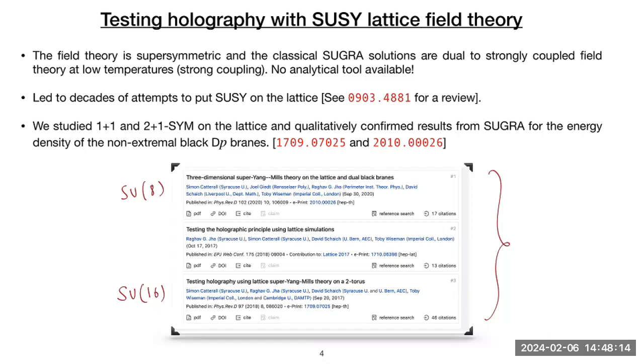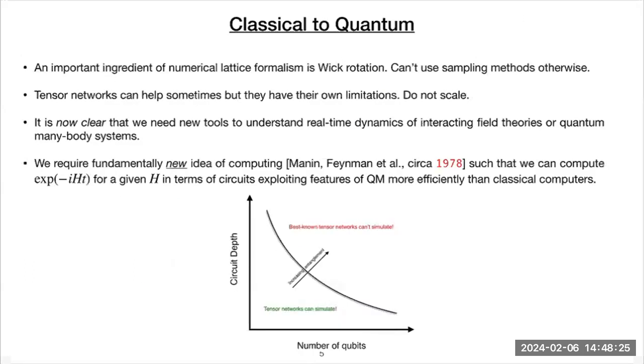So the basic idea is that everything is still okay if I just want to focus on Euclidean space and look at thermodynamics. But doing real time needs some fundamental change in the way in which we compute. An important ingredient of the numerical lattice formalism is the Wick rotation from Minkowski space to Euclidean space. Otherwise, we cannot use the usual tricks which we use in Monte Carlo methods, like lattice QCD and things like that.